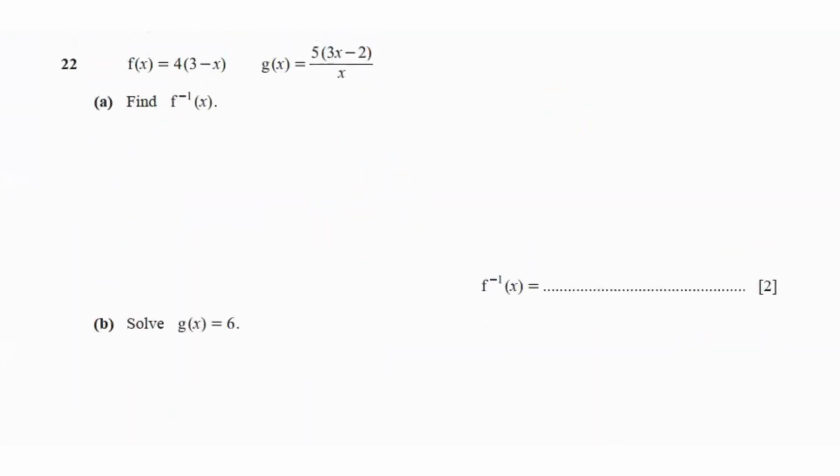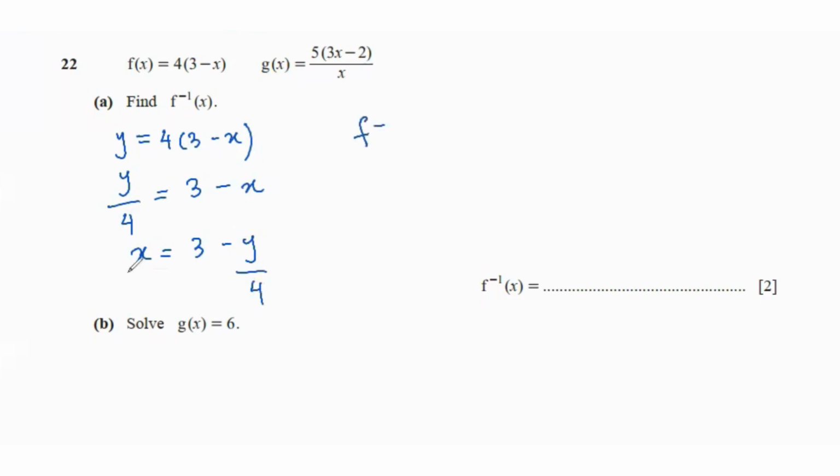Question 22 gives us a function. It's asking us to find the inverse of f. So we start with replacing f of x with y. Right now, y is the subject of the equation. We need to make x the subject. So what we will do is divide y by 4. So y by 4 equals 3 minus x. And we will swap x with y over 4. So y equals 3 minus y over 4. And in the last step, we will replace y with f inverse x and x with y. So 3 minus x over 4 is our inverse.